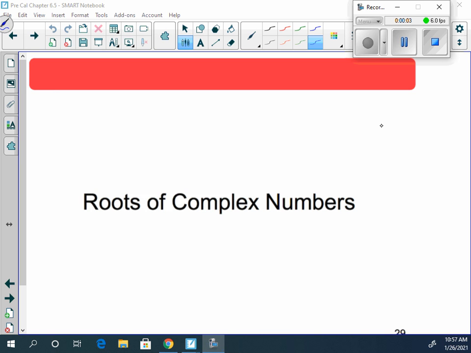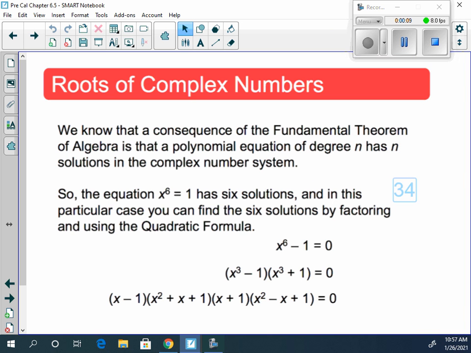Roots of complex numbers. This is what we're looking at next, and I believe this is the last part of chapter 6 that we're going to look at. Now we know that conceptually, and we talked about this yesterday, x to the 6 minus 1, well, we can factor that into x cubed minus 1 times x cubed plus 1.